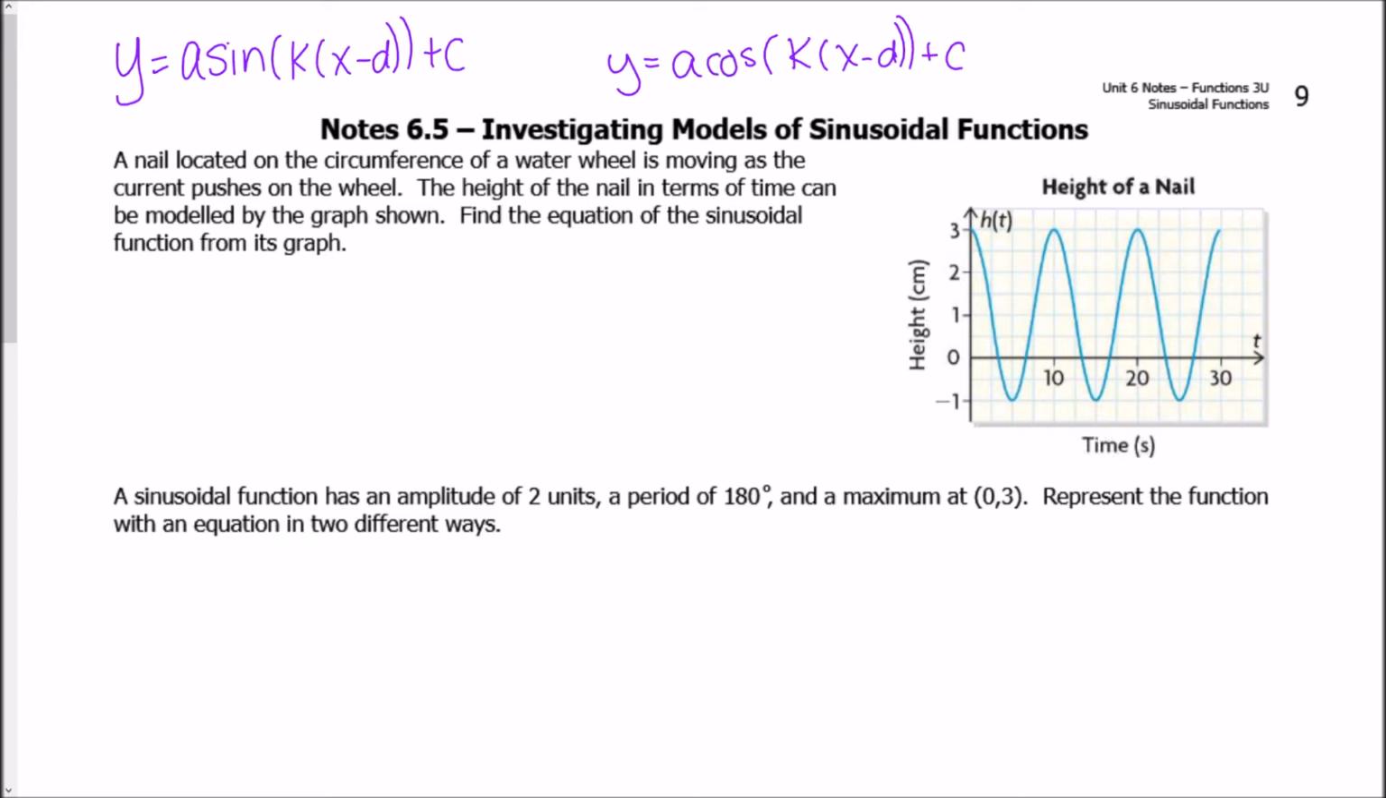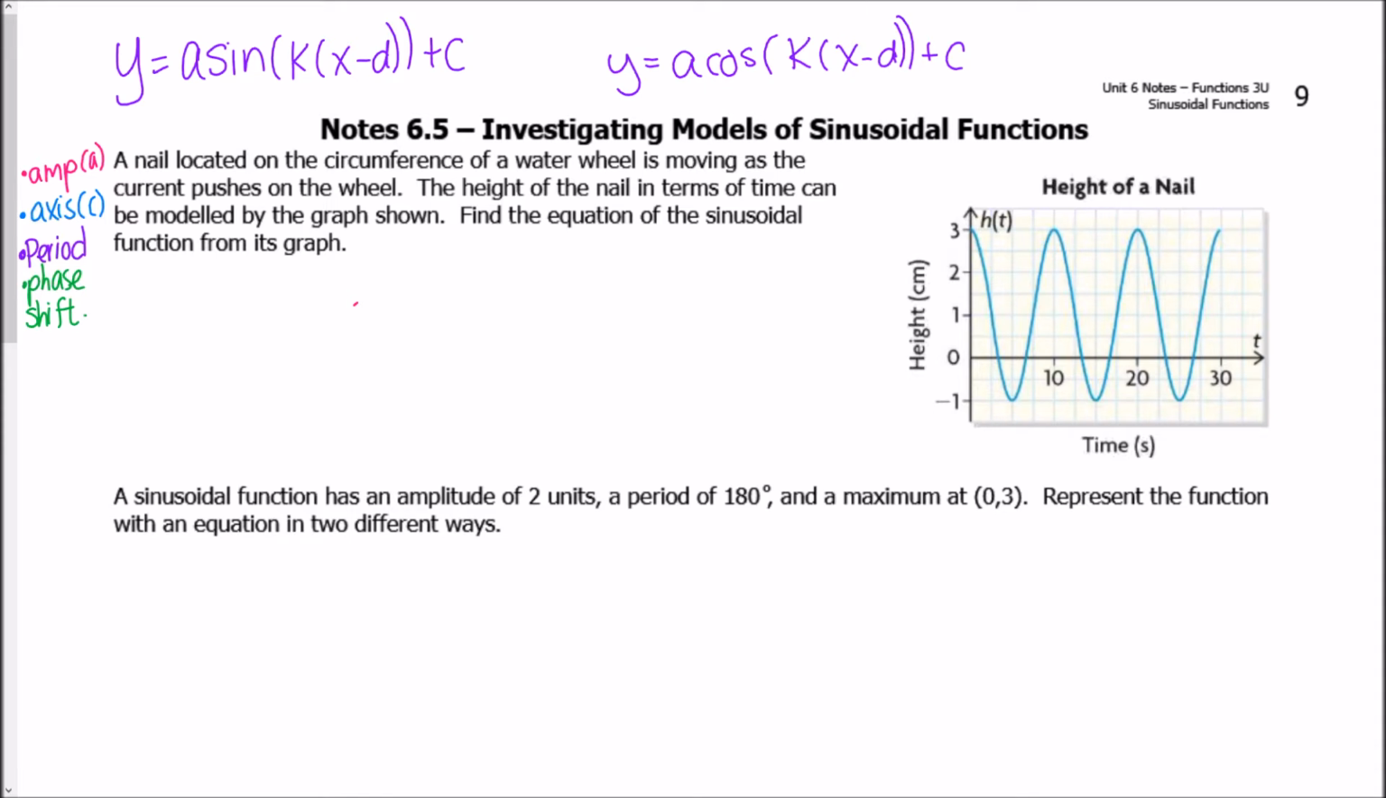So there are several things that we need to know in order to find the equation of a sinusoidal function. We need to know the amplitude. We need to know the equation of the axis. And by the way, remember the amplitude is going to give us the a value. The equation of the axis is going to give us the c value. We need to know the period, which will help us to get the k value. And we also need to know the phase shift. So let's find the axis and the amplitude first.